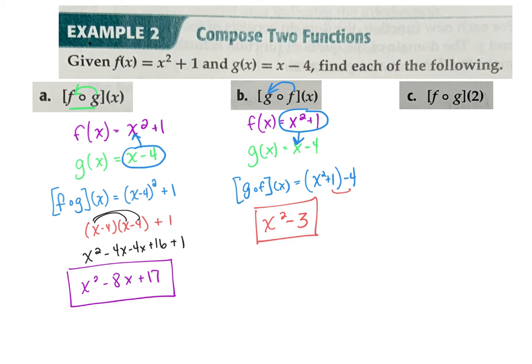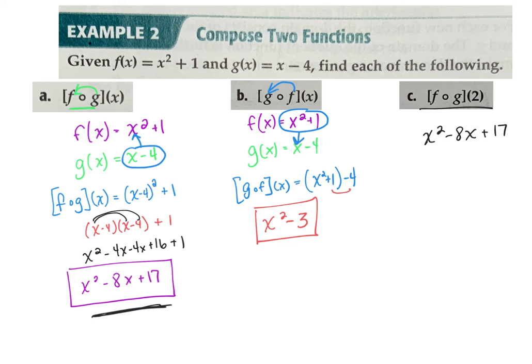All right. For the last one, they want f of g of 2. So now they actually want an x variable. We've actually already found f of g. That is the new function. We have found the new function, x squared minus 8x plus 17. That is f of g.